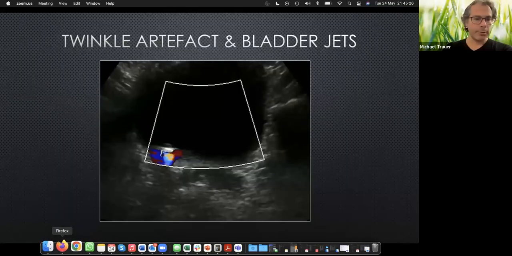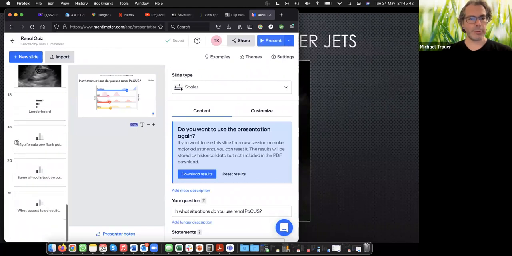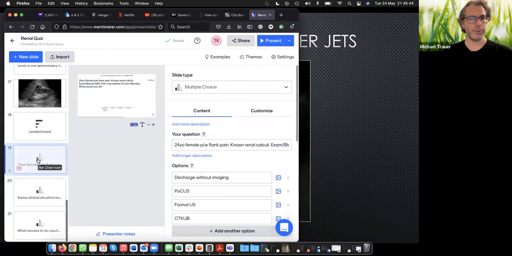Cool. So for the last part of the session, I've just got a couple of discussion questions. So I'll just go back to Menti. Hopefully you're all still logged on. If not, just go to www.menti.com, and then the same code, 86330234. And I'm going to jump ahead to these last few discussion questions.